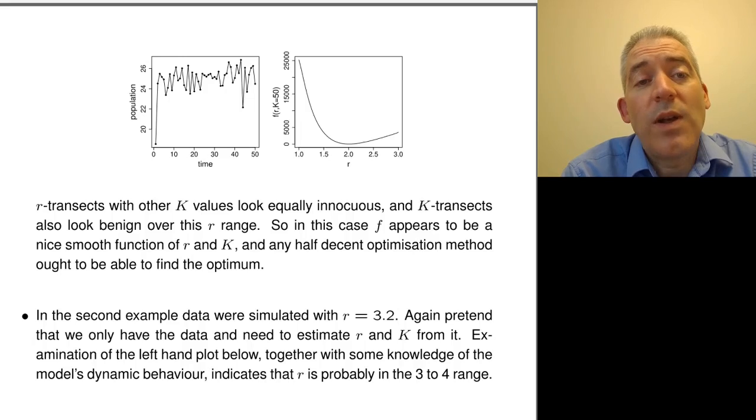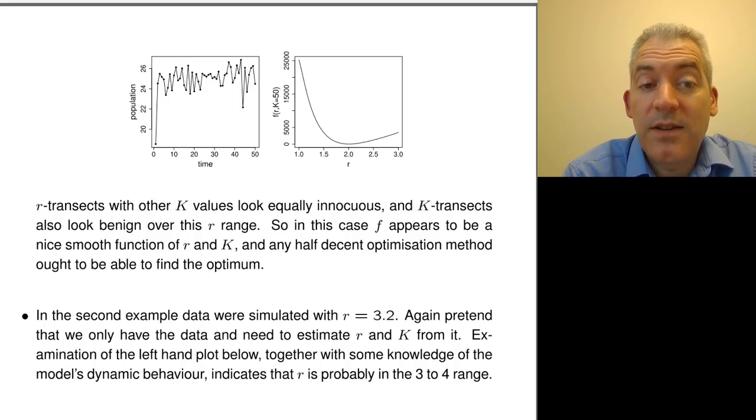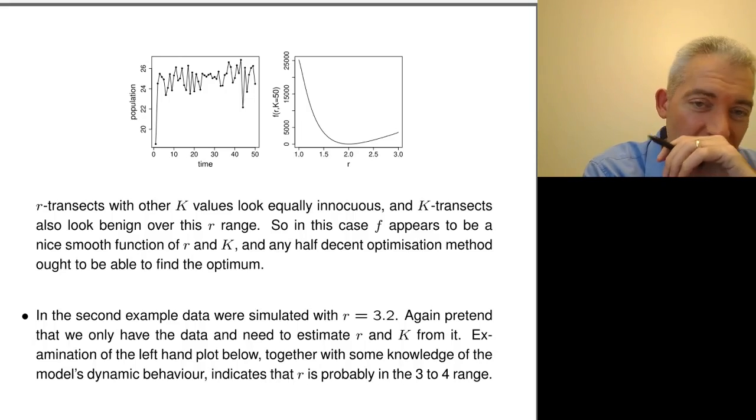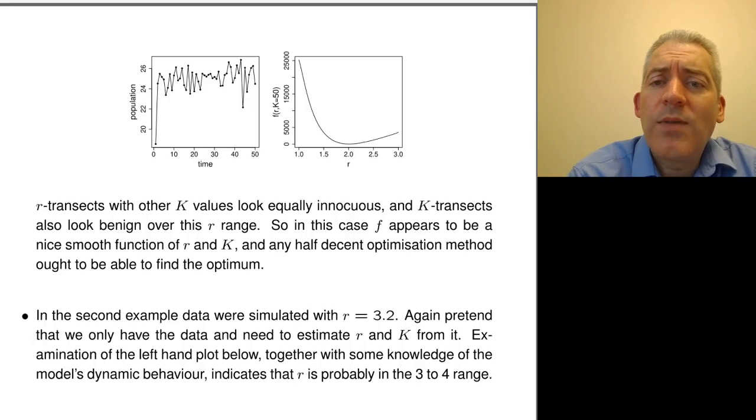And the question is, well, what values of R and K does that correspond to? Well, what you could do is you could fix K. Okay, so the question is, what do you fix K to? So here we know the true K, so we could even just fix it to the true K. But then look at how that least squares cost function varies as you vary R.